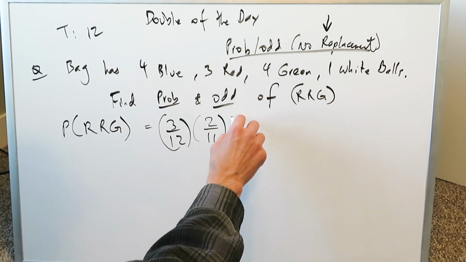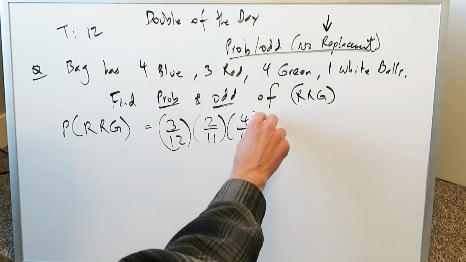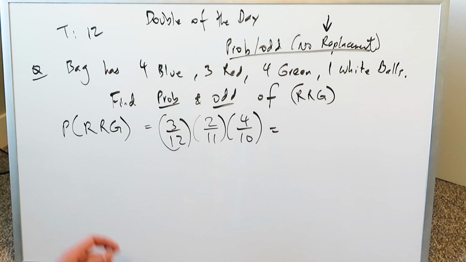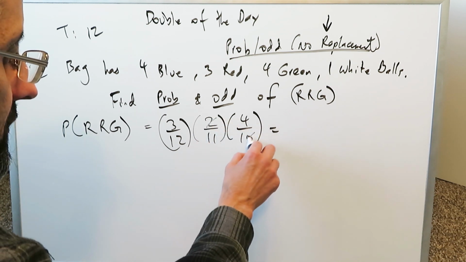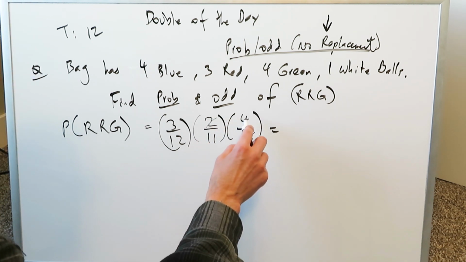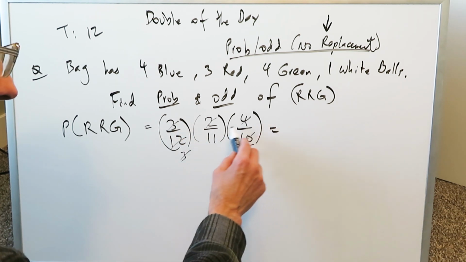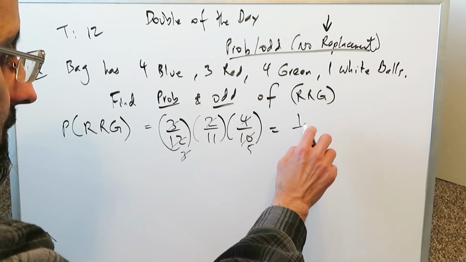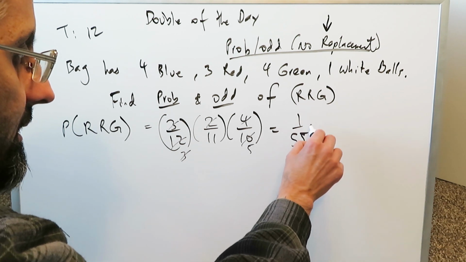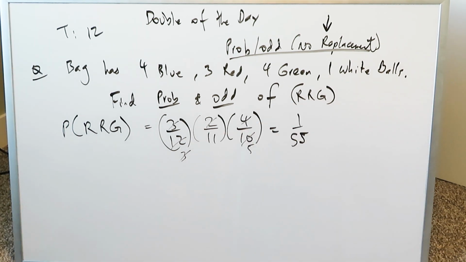What about the green? Well, there's still 4 greens, but now you'll have 10 balls in total. And this right here will lead you to your answer. We'll present answers over here and simplify them as well. You can do 2 goes in 10 5 times. You have 4 goes in 12 3 times, and then 3 cancels out. What you are left with at the end is basically 1 over 55, and that right there will be your probability of that specific sequence.